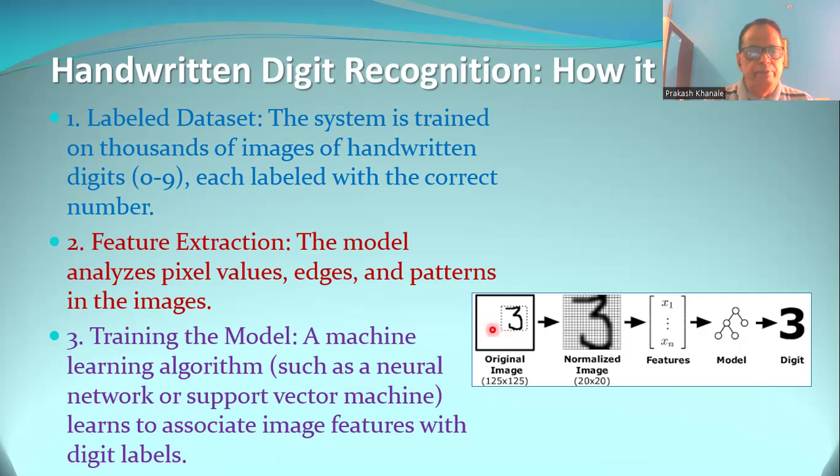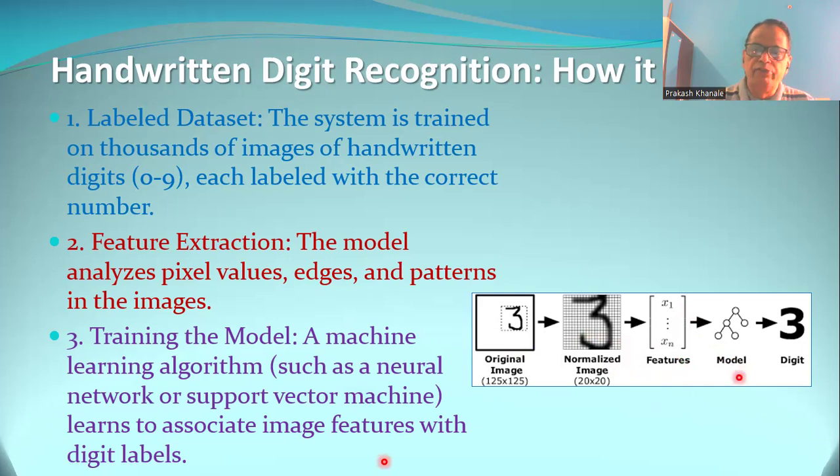The model is being trained. Now the features are extracted. The model will analyze the pixel values, determine the edges, and determine the pattern. So the original image is converted into a normalized image, and then the features are extracted, from which a feature vector is formed. Once the features are extracted, algorithms such as a neural network or support vector machine, which is a learning algorithm, are trained to associate image features with the digit labels.